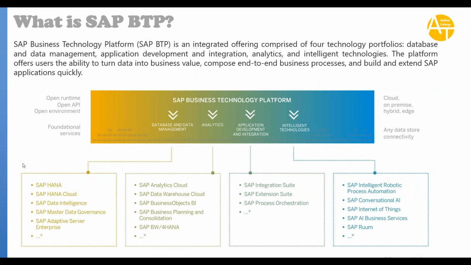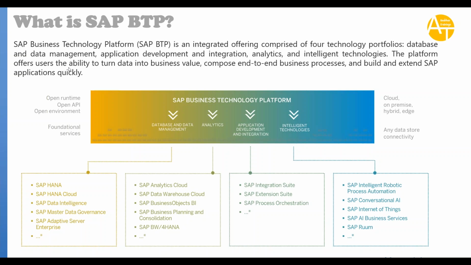Quickly, a repeat of what we learned in the last classes. BTP is a business technology platform, which is an integrated offering comprised of four technology portfolios: database and data management, which includes HANA Cloud, DataSphere, yes; application development and integration, which includes Business Application Studio, Cloud Foundry runtime services, using cloud application programming model, HANA native development, all these development capabilities and runtime; analytics, which includes SAP Analytics Cloud; and intelligent technologies like robotic process automation, SAP Build, SAP Joule, low code, no code automation. All these are the different capabilities we have.